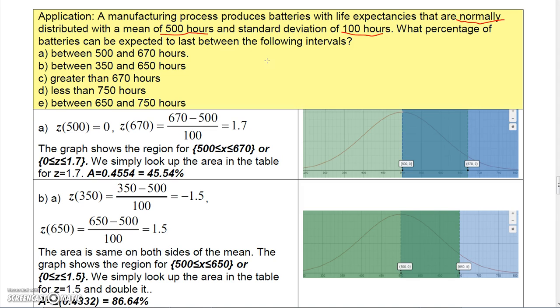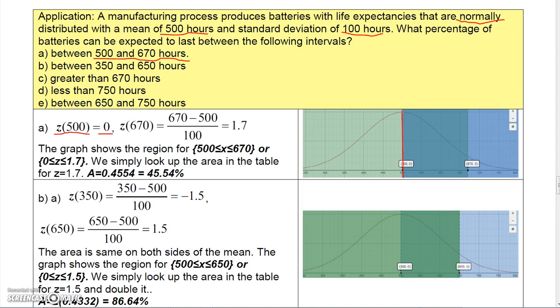Now, the first one says between 500 and 670 hours. So what I want to do is find the corresponding area in the Z-table that goes along with 500 to 670 hours. So I'm going to go to a Z chart. I know that 500 corresponds to Z equals 0. Well, that's just the mean, so that's the middle of the graph. So that would be just this piece here. Now, I want to find out to 670.